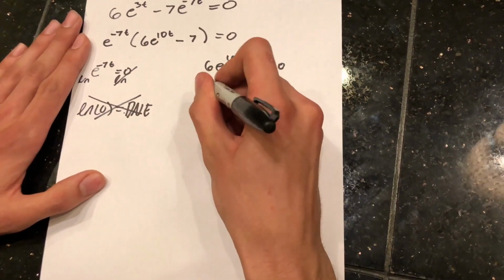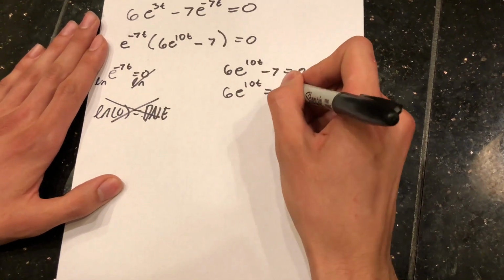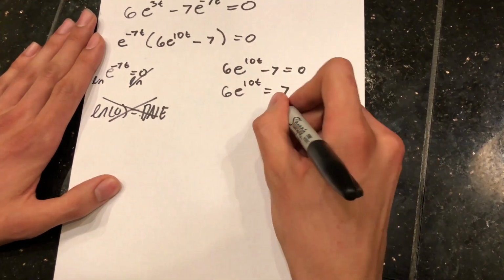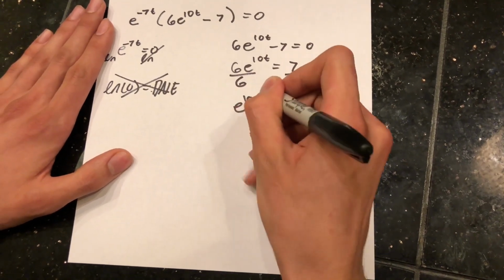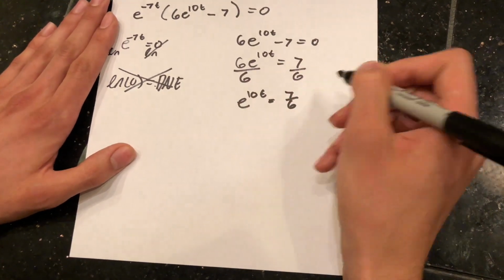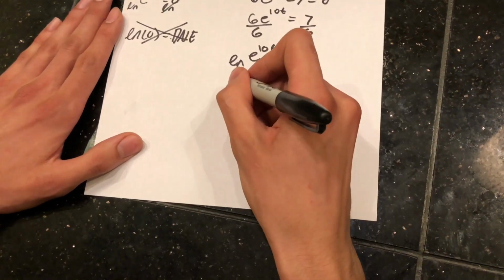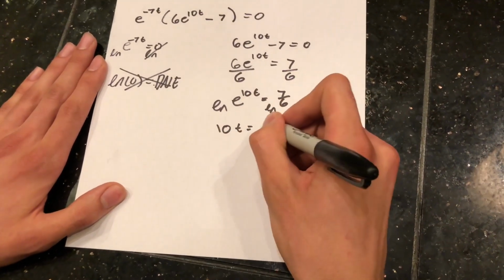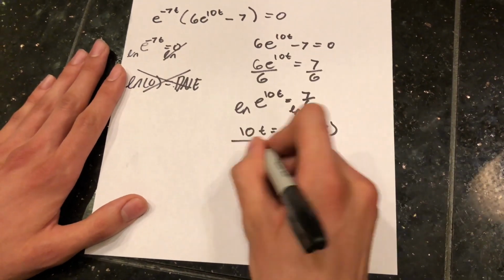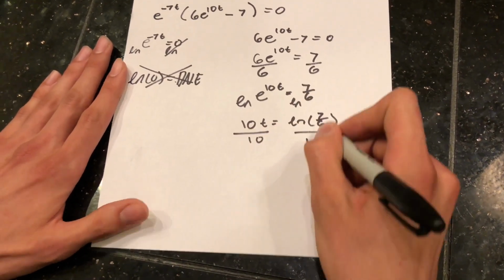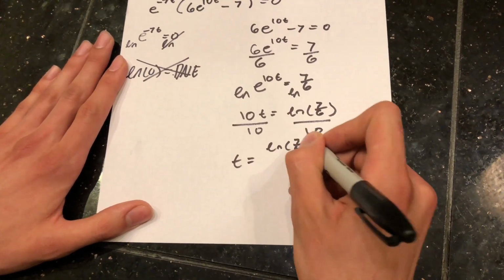Now for this, to solve for t, first you have to add the 7 over to the other side. Divide by this 6, and that'll leave you with e to the 10t equals 7/6. From here you take the natural log of both sides again, and you'll have 10t equals the natural log of 7/6. Then you just divide by 10, and your answer is t equals the natural log of 7/6 over 10.